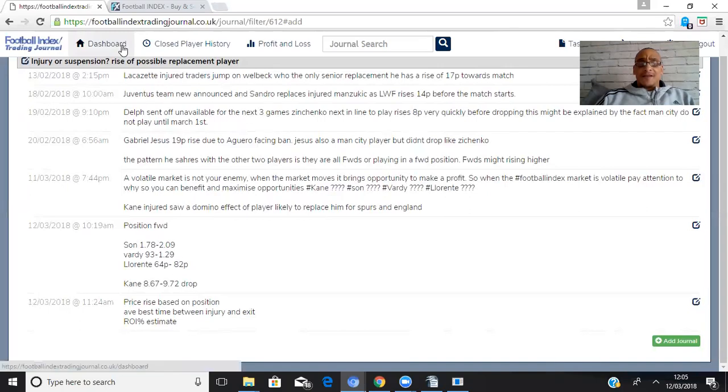Now, the other information you should record and keep recording, keep getting the data, is what position they play. Now, Kane is a forward, and you usually do see a bigger rise with forwards, from my data that I have before. But this is important because you aren't always going to get a 30p price rise on a defender, which means that you won't be able to work out your return on investment estimate.